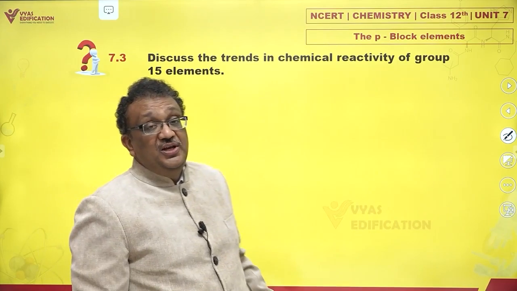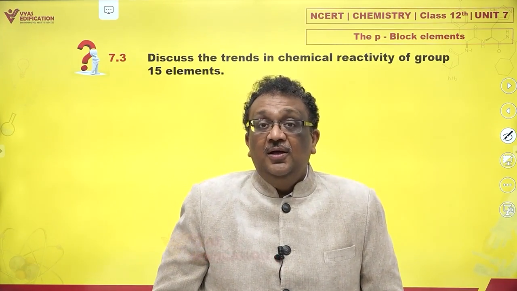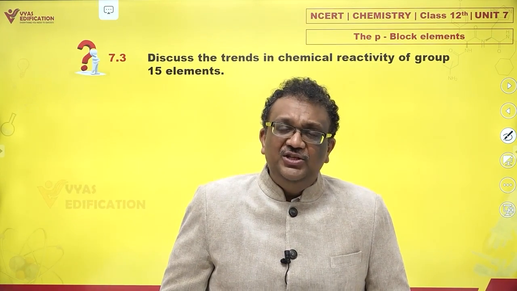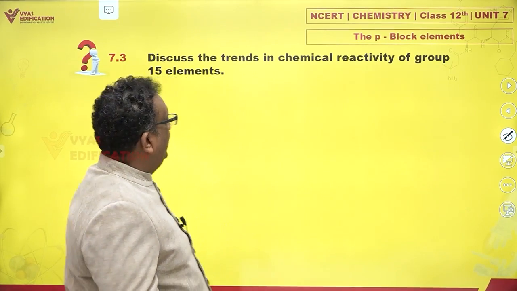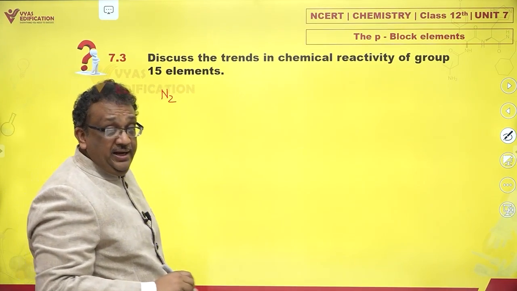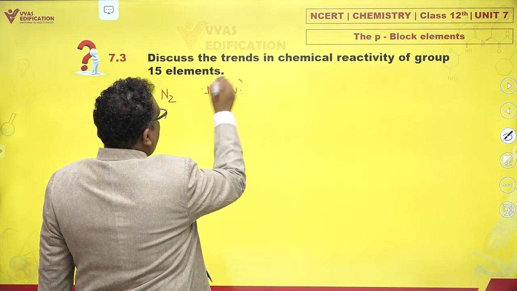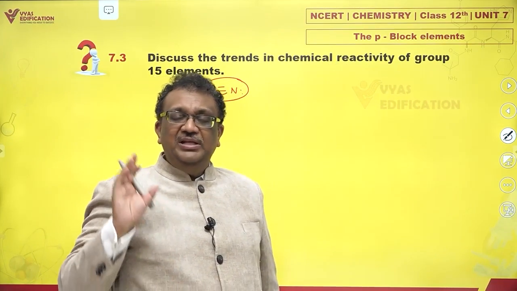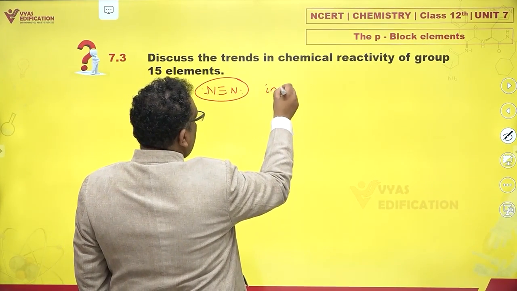Now, this is a very interesting, very wide, all-encompassing question. It has many ideas, many concepts involved. So first, I'll give you some very general ideas. Number one, if you look at nitrogen, N2, nitrogen exists typically as N2, and N2 contains N triple bond N. It is one of the strongest bonds in nature. Nitrogen is very, very happy and very stable as N2, and that is why dinitrogen becomes inert.